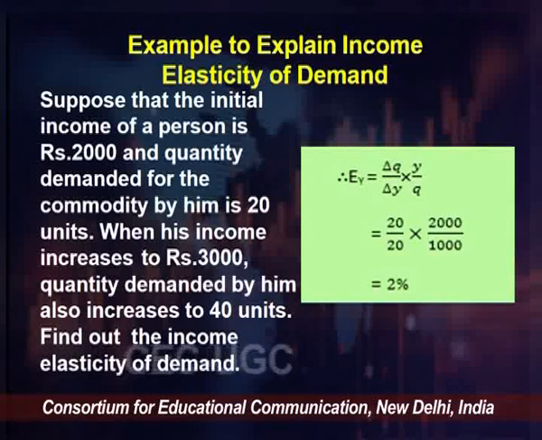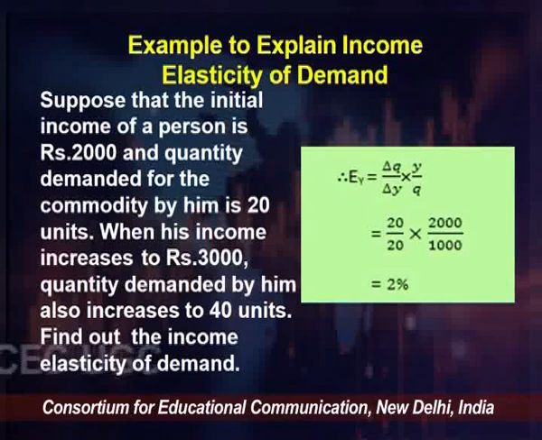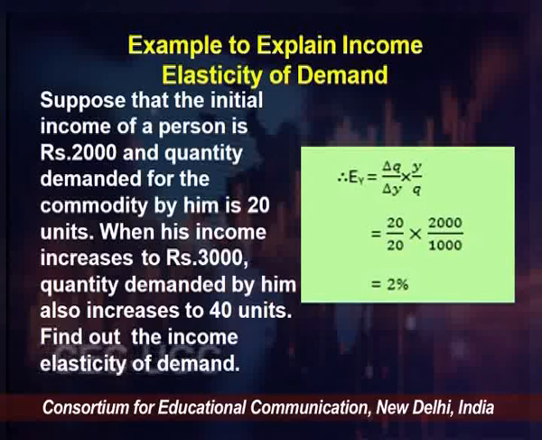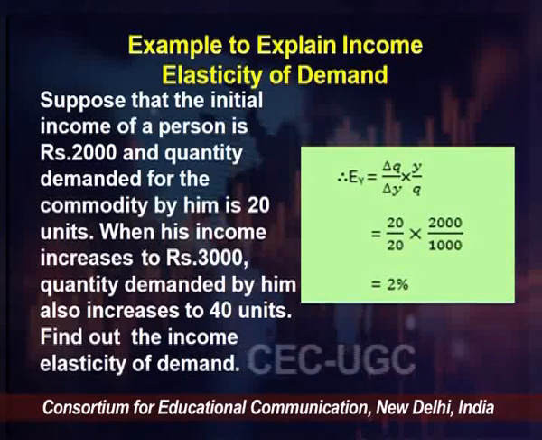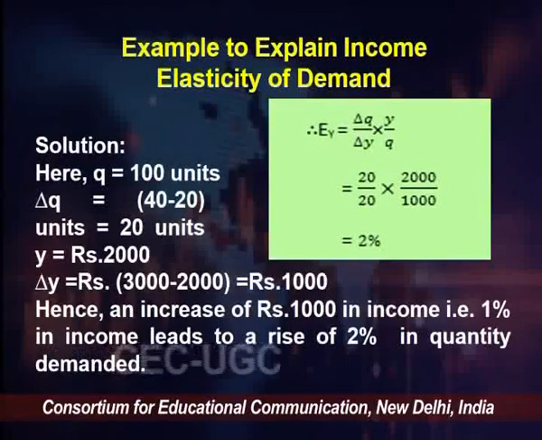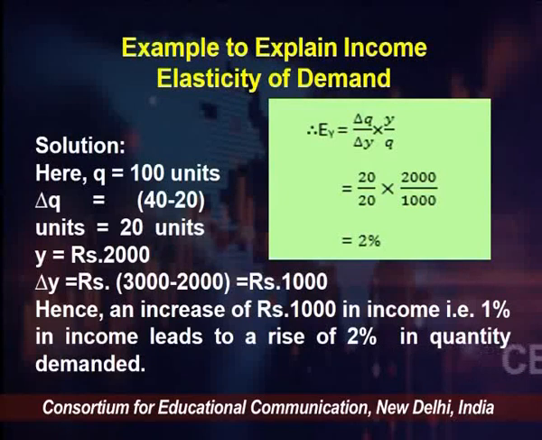Similarly, delta Q upon delta Y. How much is delta Y? Delta Y is 1000 because initially income was 2000, and now income is 3000. So delta Y is 1000, into Y upon Q. Now what is Y? The original income, that was 2000, and Q, the original quantity, which is 20. So overall you can see that it is 2. So the income elasticity of demand in this case is 2. Similarly, you can have many more examples like this.